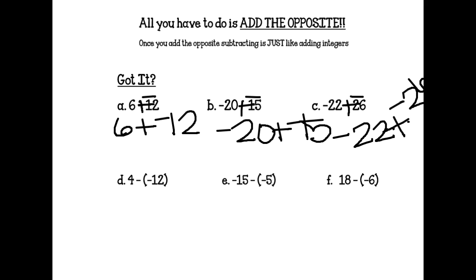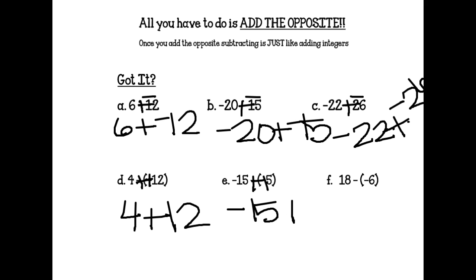D, I have 4 minus a negative 12. So I change it to addition first, then I add the opposite. This was a negative 12, so it becomes a positive 12. So I have 4 plus 12. Negative 15 minus negative 5. I add the opposite, so it becomes negative 15 plus 5. F, I add the opposite, so it becomes plus a positive 6. So it's 18 plus 6.